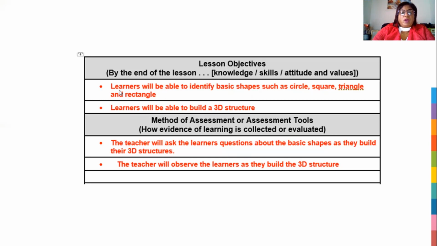On the top here, we've got learners will be able to identify basic shapes, right? And then how do we assess this? We then say the teacher will ask the learners questions about the basic shapes as they build their 3D structures. So can you see, students, the link with that outcome or the objective to the method of assessment? Very, very important to show that link. Then the next one where we've got learners will be able to build a 3D structure, right? How do we assess this? The teacher will observe the learners as they build the 3D structure.